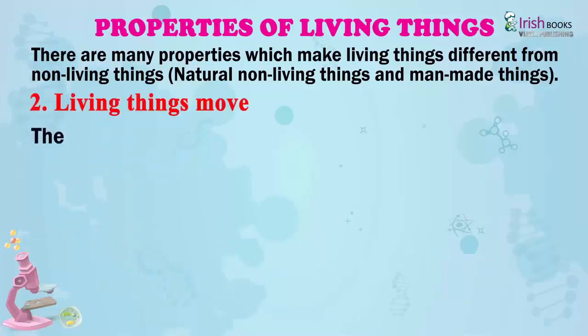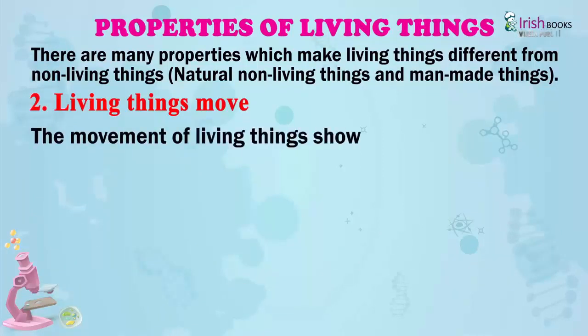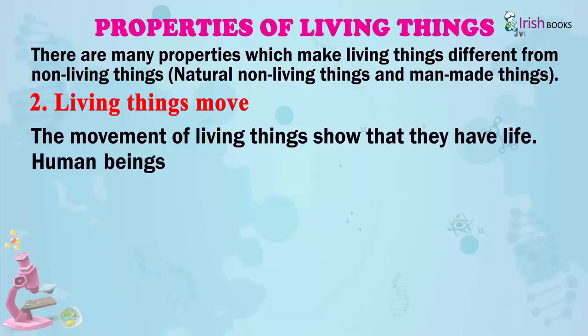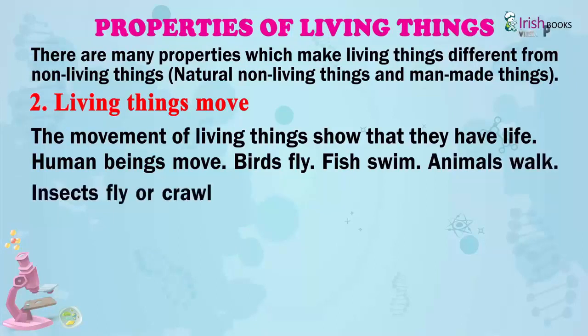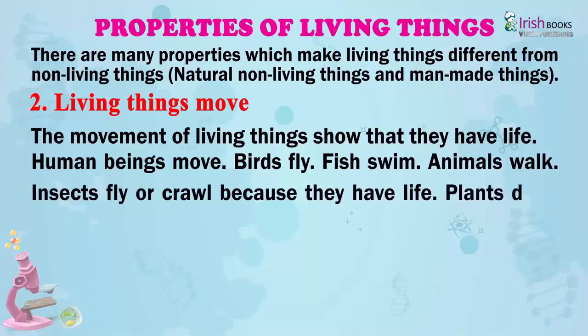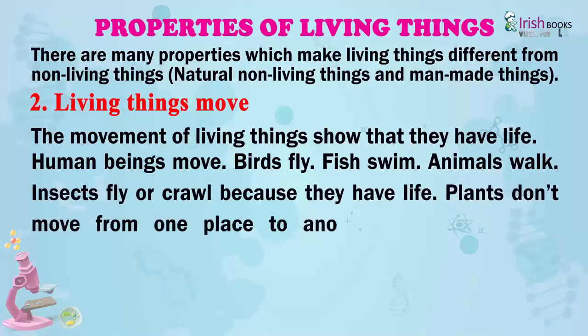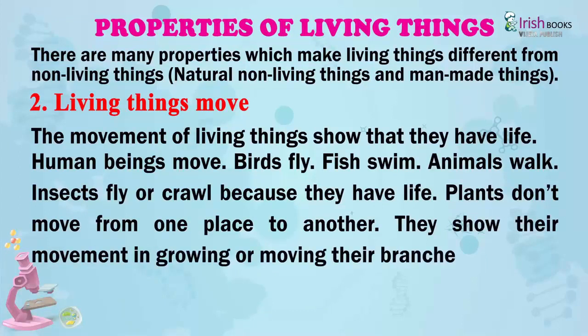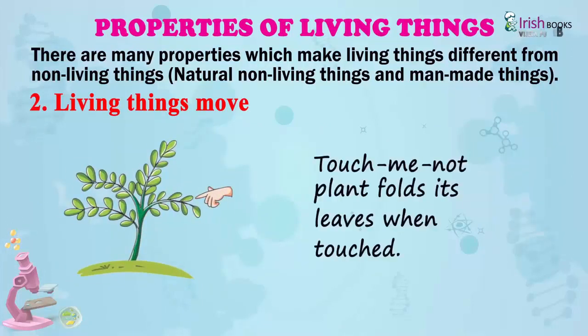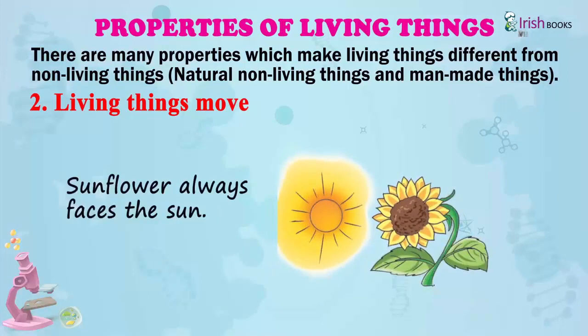Living things move. The movement of living things shows that they have life. Human beings move, birds fly, fish swim, animals walk, insects fly or crawl because they have life. Plants don't move from one place to another. They show their movement in growing or moving their branches. Touch-me-not plant folds its leaves when touched. Sunflower always faces the sun.